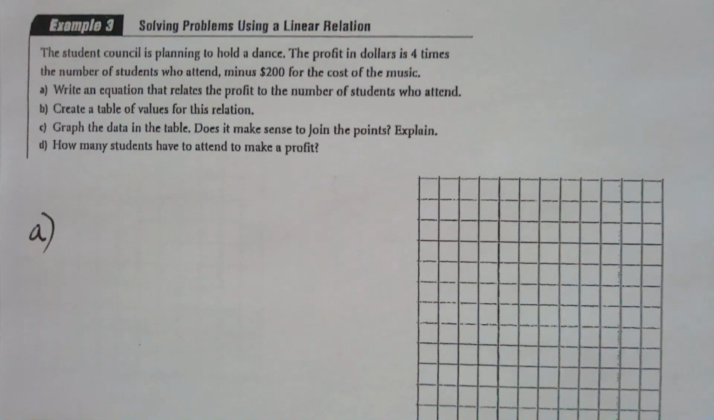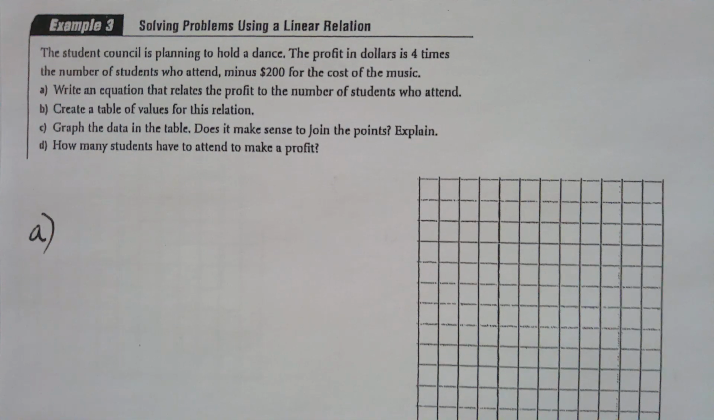Recording again. The council is planning to hold events. The profit is 4 times the number of students who attend, minus $200 for cost. Write an equation that relates the profit to the number of students.